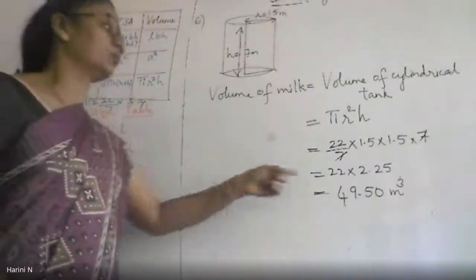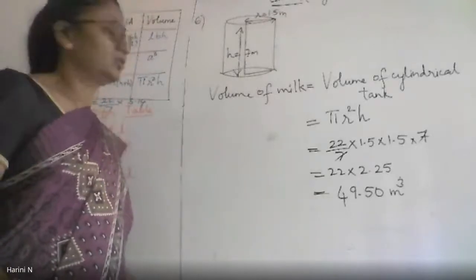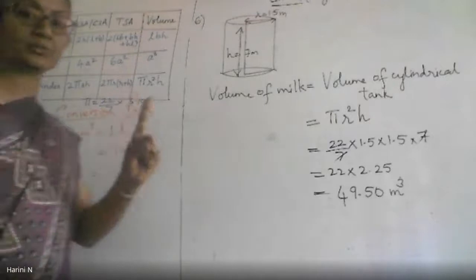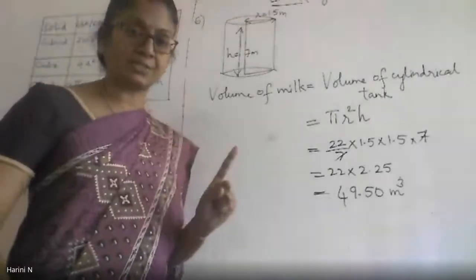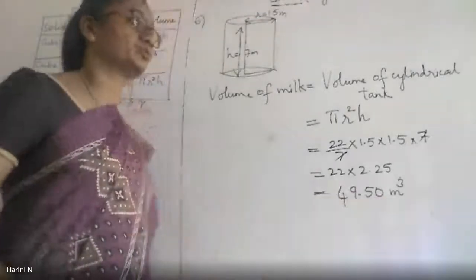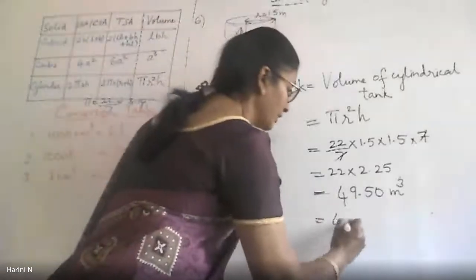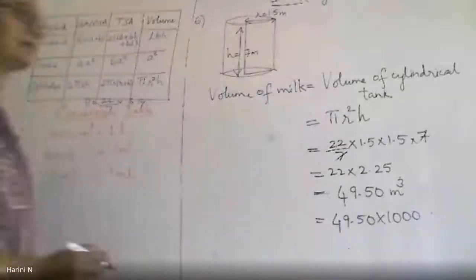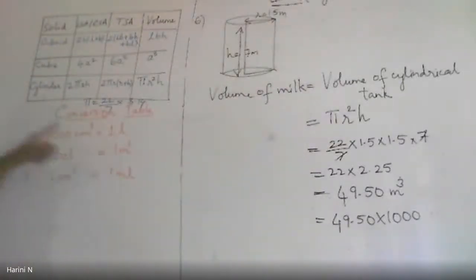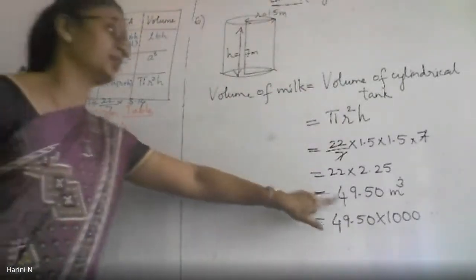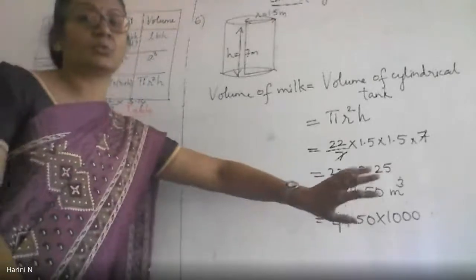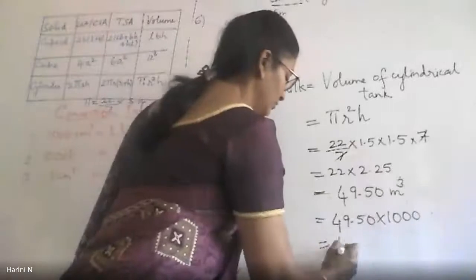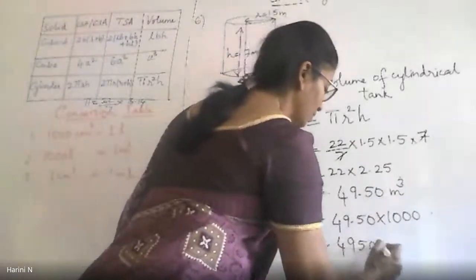Now what do I want? I want to convert this into liters. So what was the conversion? I know 1 meter cube is 1000 liters. So if there is only 1 meter cube, I call it 1000 liters. Now I have so many meter cubes. So this will be equal to 49.50 into 1000. You understand why I am multiplying with 1000? Because I know 1 meter cube is 1000 liters. Now you have 49.50 meter cube. So when you want to convert it into liters, you are multiplying that with 1000. So you will get 49500 liters.